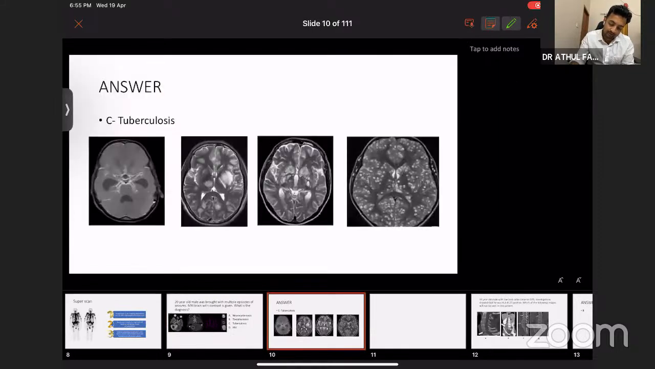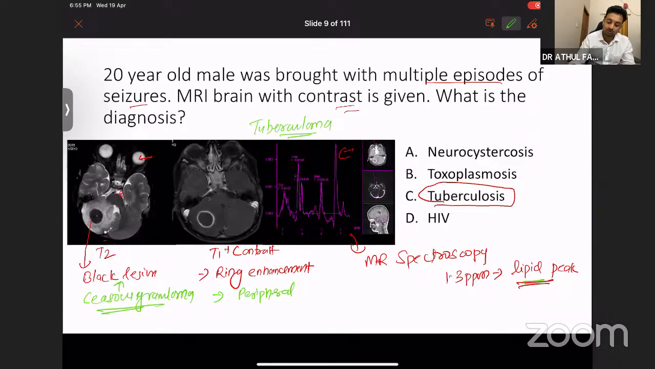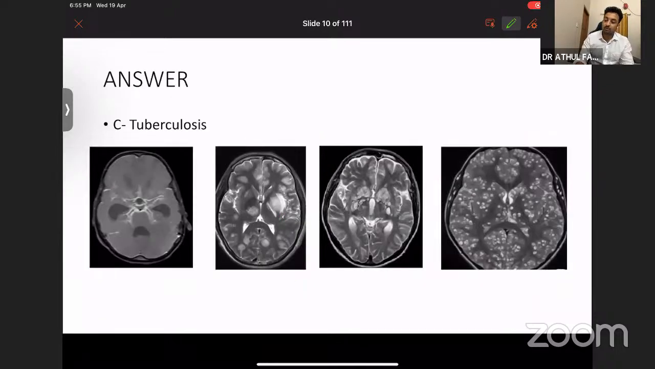So that is how tuberculosis will be seen. Now moving forward, we should know how other lesions will be seen, like neurocysticercosis, toxoplasmosis, etc. Also remember, when the patient comes with tuberculous meningitis, we will see basal exudates around the brainstem. These basal exudates will be seen brightly enhancing like this. That is another classical feature of TB meningitis.